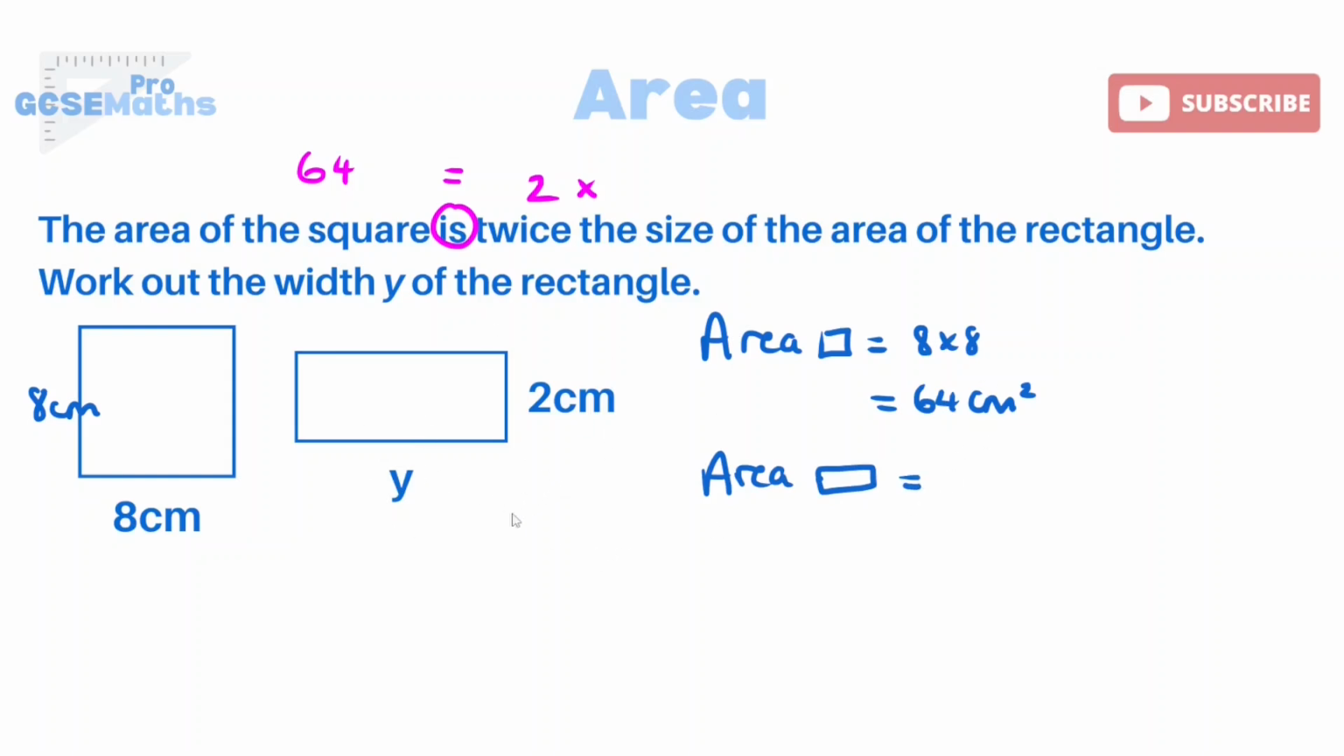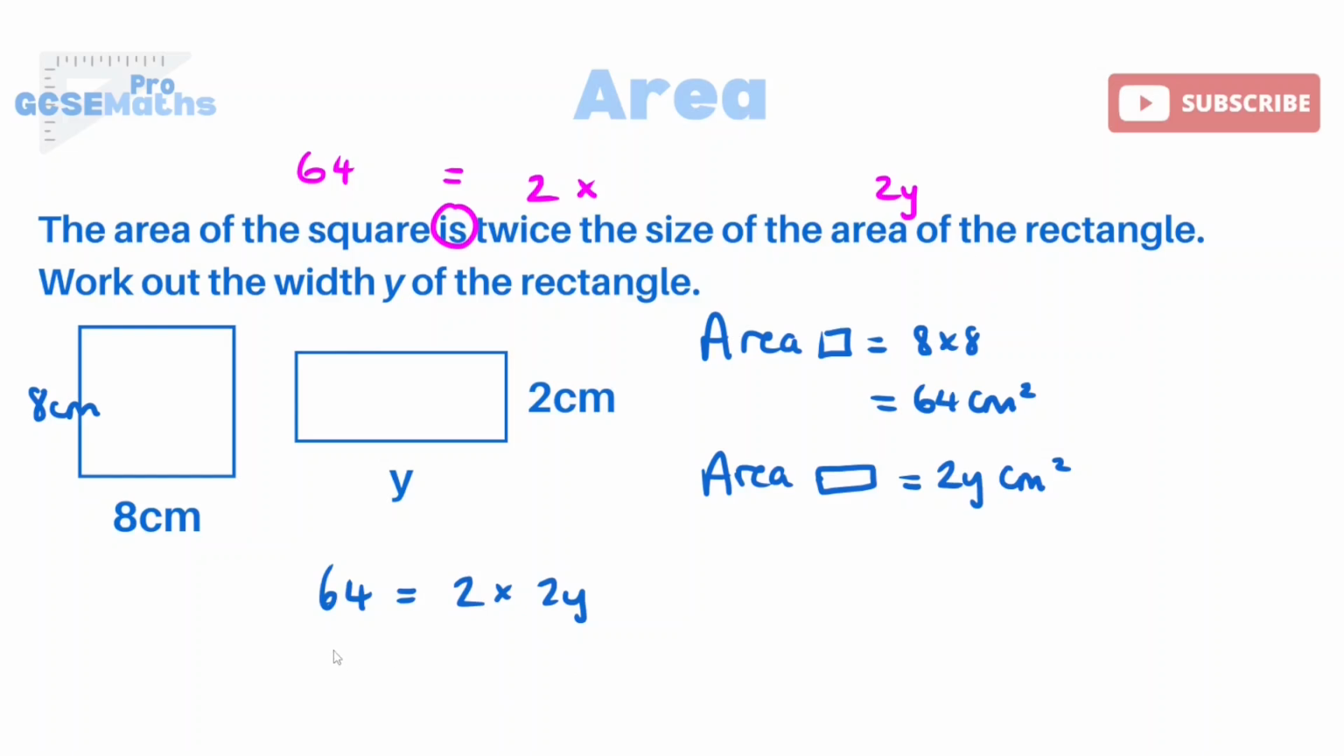So the area of a rectangle again is going to be length times width, so y times 2, or in that case 2y is how I'd write it down. Technically centimeters squared if you want to be technical about it. So that's the area of the rectangle, 2y. So you see how now at the top here in pink I've kind of built this formula. I can write it down: 64 equals 2 times 2y, or the area of the rectangle. Okay, so the square is twice the size of the area of the rectangle, so I need to double the area of the rectangle.